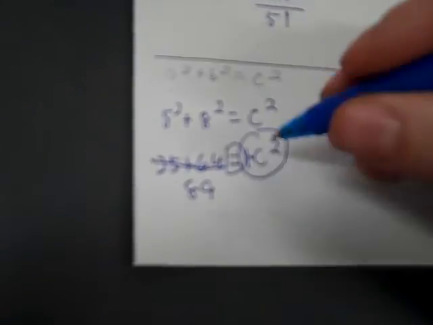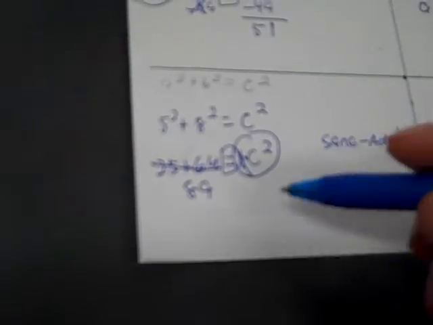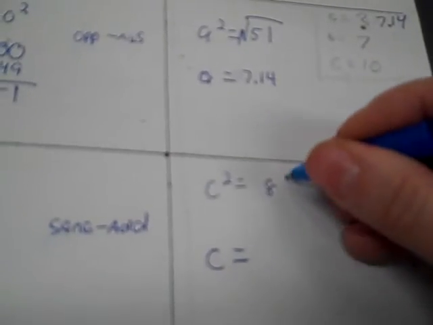Now, I would divide, but it's a 1. 89 divided by 1 is 89, so we can get rid of the 1. So I know C to the second is 89. Now I find the number times itself, that's 89. Okay. So I go second, fourth key up. That's 9.43. And that's what C equals. Again, in Pythagorean theorem, you're always finding out what the number to the second equals, and then square rooting to find the number.